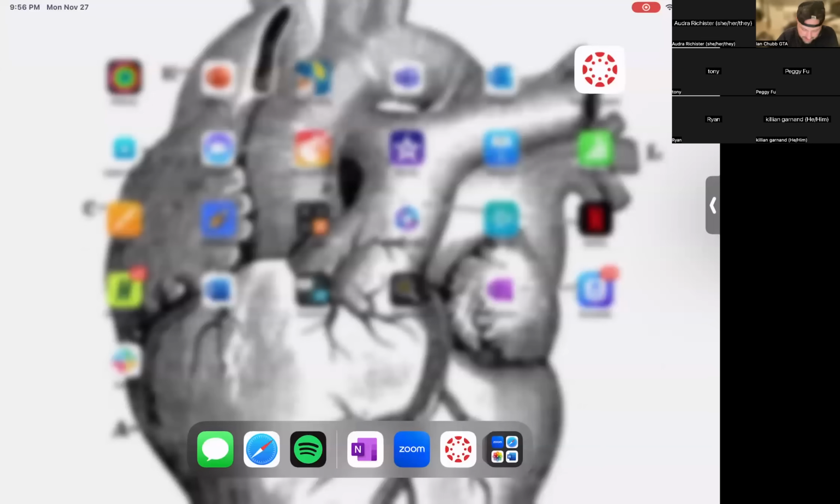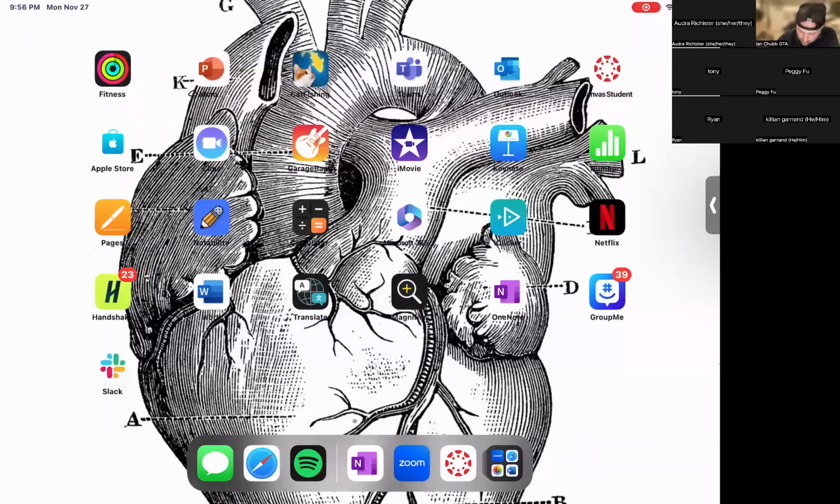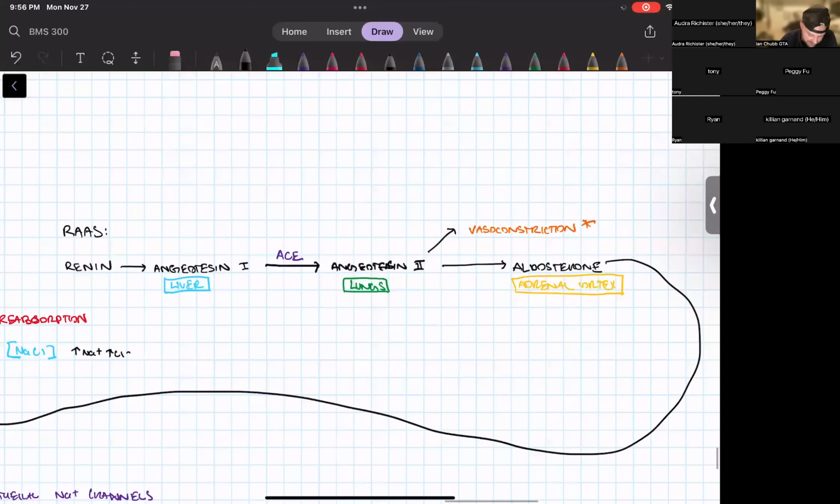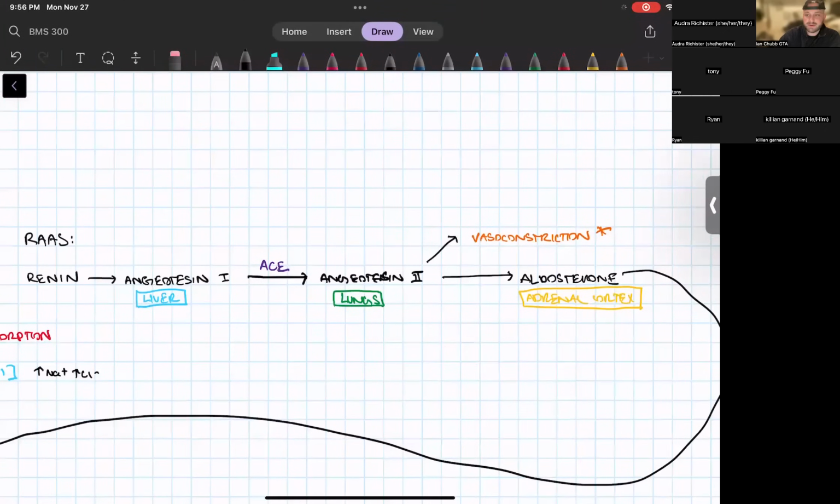Now, last thing I want to show you really quickly, and then we'll just walk through it and you can take a picture of this if you want, is this renin angiotensin system. So we kind of talked about this when it came to the hormones, but this is really important when it comes to the kidneys because it directly affects the kidneys.